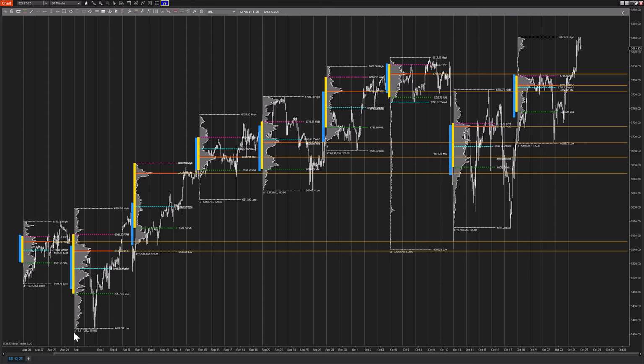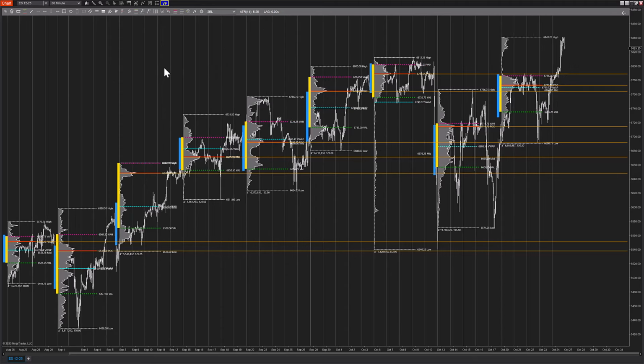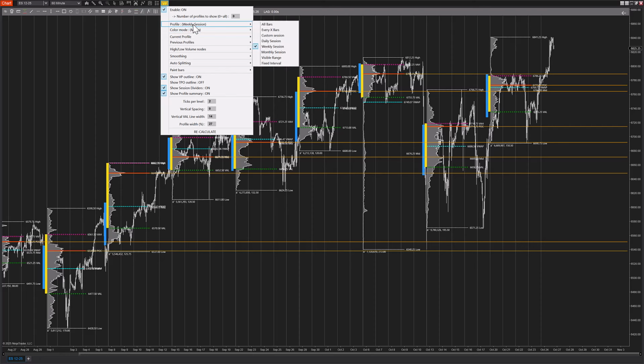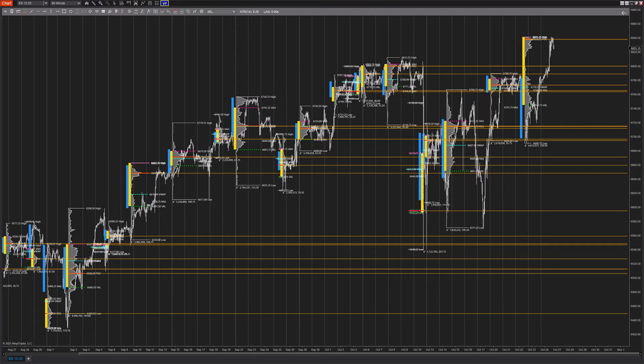So I've got 30 days of data here on a 60-minute chart in the ES. I have our volume profile on, of course, in our toolbar, as I always do. It's set to weekly; I'm looking at the weekly only. But what I want to do is take advantage of one of the unique features of our volume profile, and that's the auto splitting. So I'm going to turn this on, and that's going to take a minute to reset.